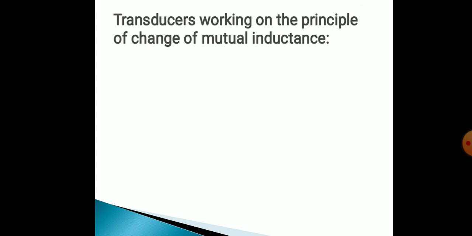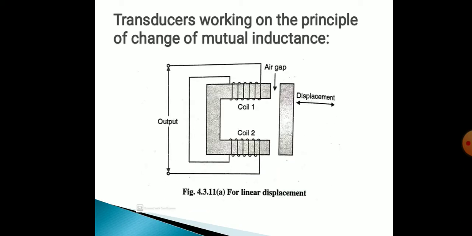Next one is transducers working on the principle of change of mutual inductance. These transducers work on the principle of mutual inductance. Multiple coils are used for such transducers. Figure A shows two coils arranged on an iron core. Coils 1 and 2 are connected in series. The input signal is transferred to the iron piece, causing displacement. This varies the length of the air gap, hence reluctance varies, and the self-inductance also varies.